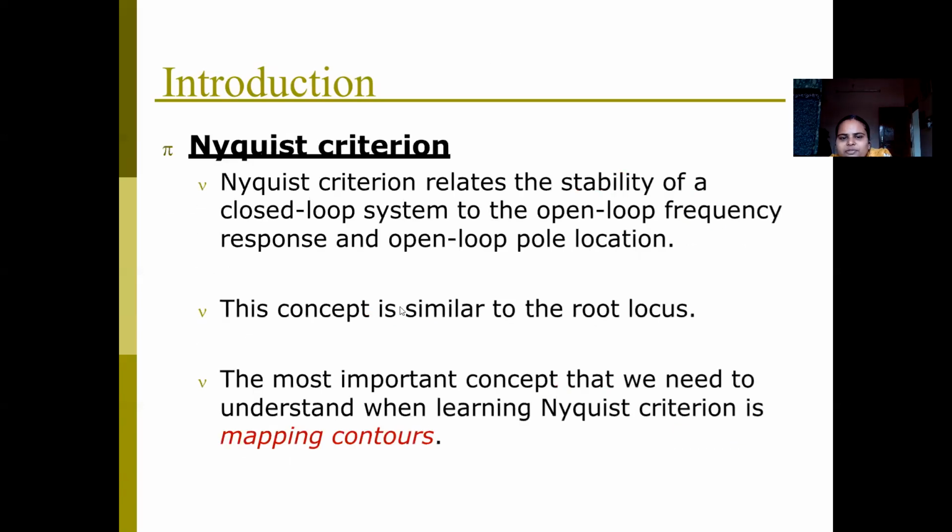Next, in terms of Nyquist, if I go for the Nyquist plot, it relates the stability of a closed loop system to the open loop frequency response and to the open loop pole location. This Nyquist plot gives information about where the poles are placed and the stability of the poles. This Nyquist criterion is very similar to the root locus, but the way of conveying the information is different compared to the root locus.